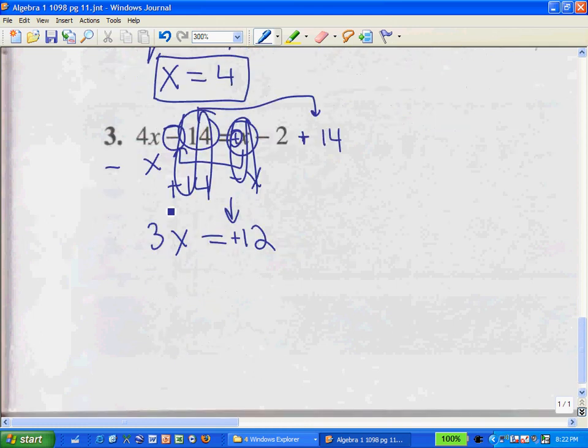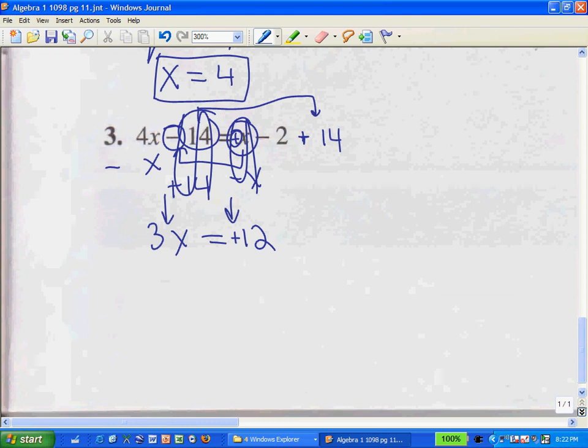Now what do we do? Well, again, we know that this means multiplication because there's no sign in between the 3 and the x. They're together. They're looked at as one term. That means 3 times x. So what's the opposite operation of 3 times x? It's division. 3 divided by 3 is 1. 1 times x is x. Divide this side by 3 as well, and 12 divided by 3 is 4. That's your answer. If you want to plug it back in and check it, you can.